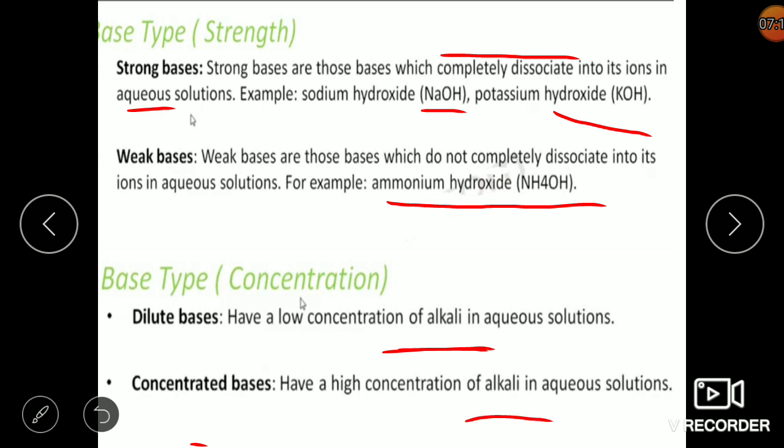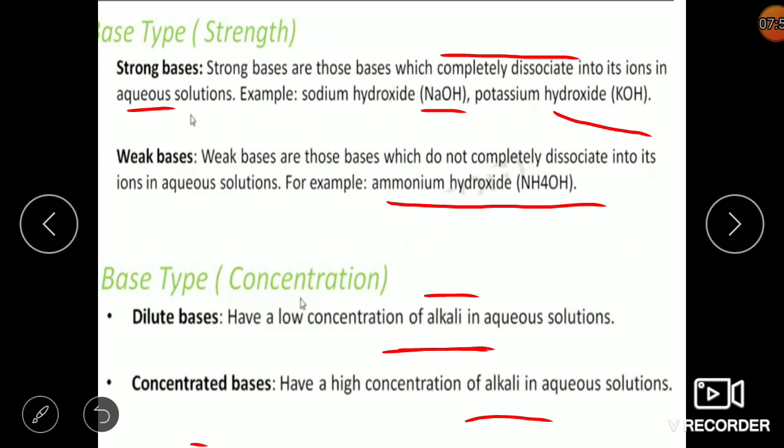Now alkali, what is the meaning of the term alkali? Alkali is nothing but the water soluble bases. That means some of the bases get easily dissolved in water. Those bases are called alkali. So here you have to remember one thing, that all the alkalis are bases, but it is not necessary that all the bases are alkali. Only those bases which are water soluble are termed as alkali.